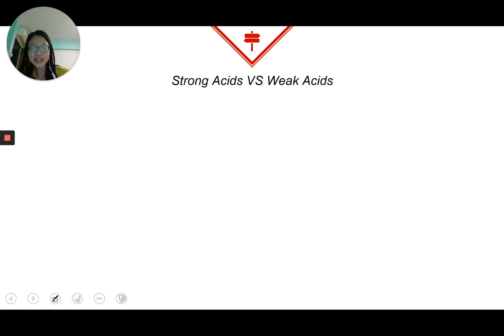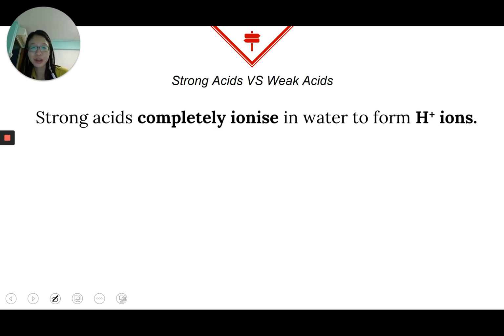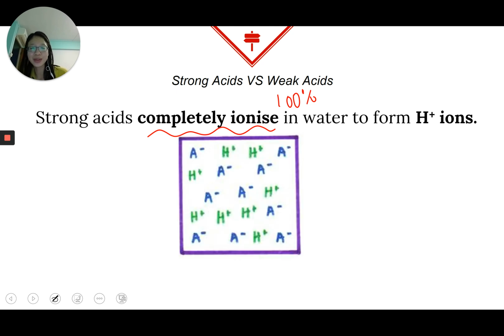Strong acids versus weak acids, you need to know the difference. Strong acids completely ionize in water, meaning that 100% of them ionize in water. What does this look like? When you look at an acid HA, all of them will be dissociated to form H+ and A-.